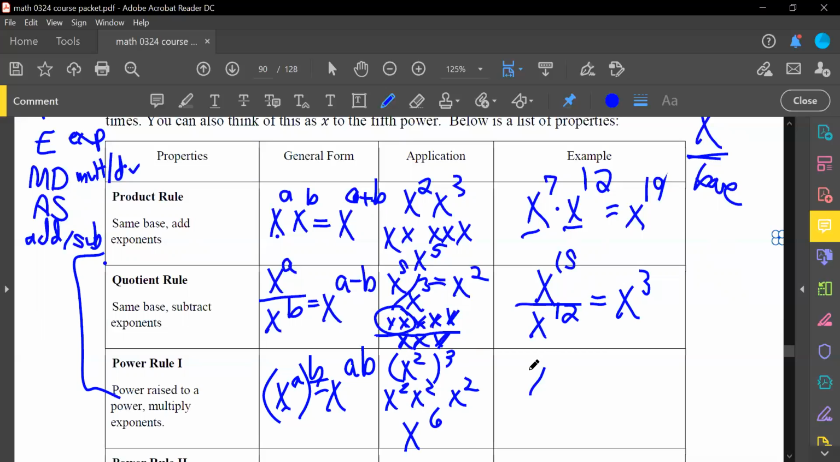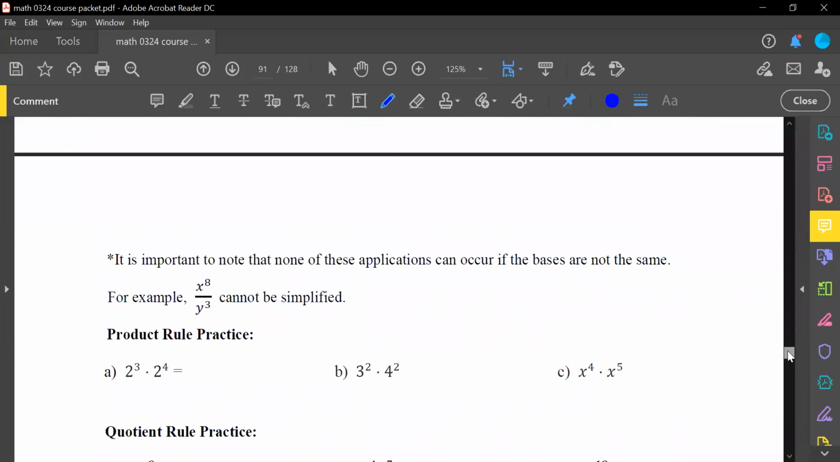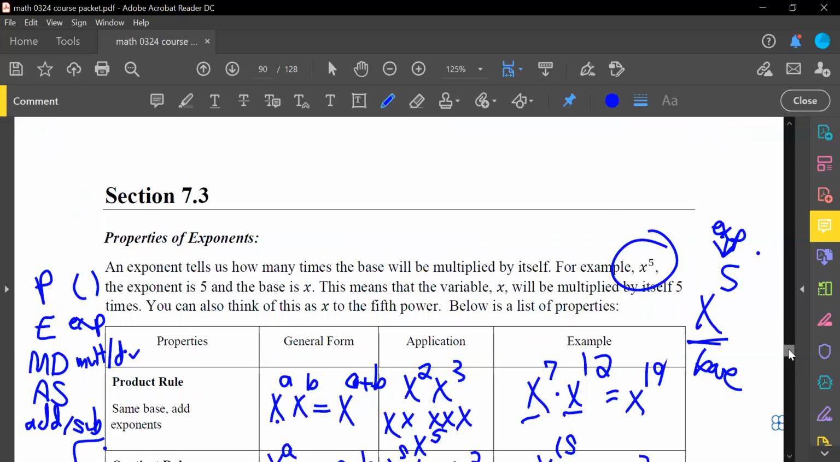All right, so x to the 5th to the 4th power. Again, because it's a power to a power, you multiply them, and you should get x to the 20th. Notice I never mess around with the bases. I leave those alone.